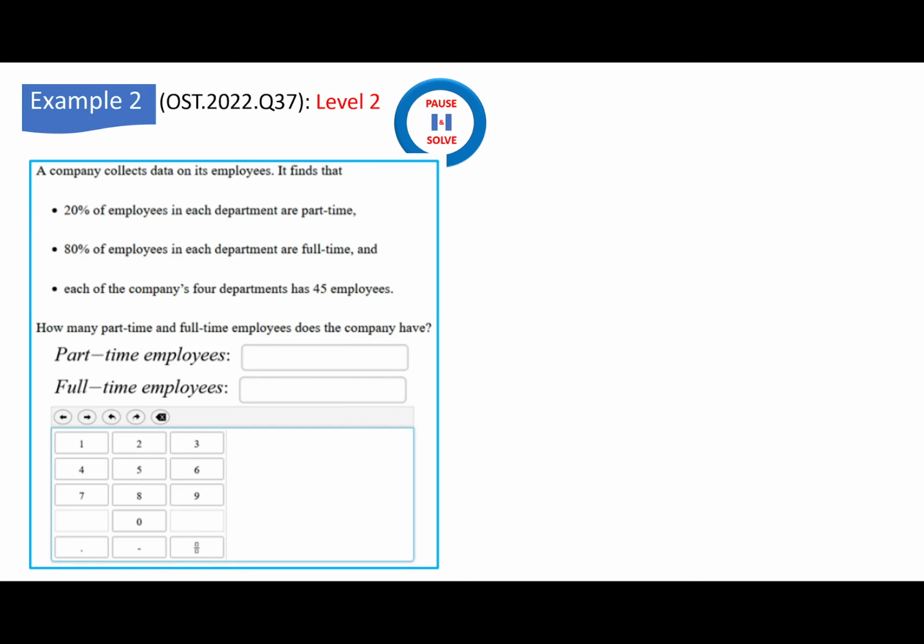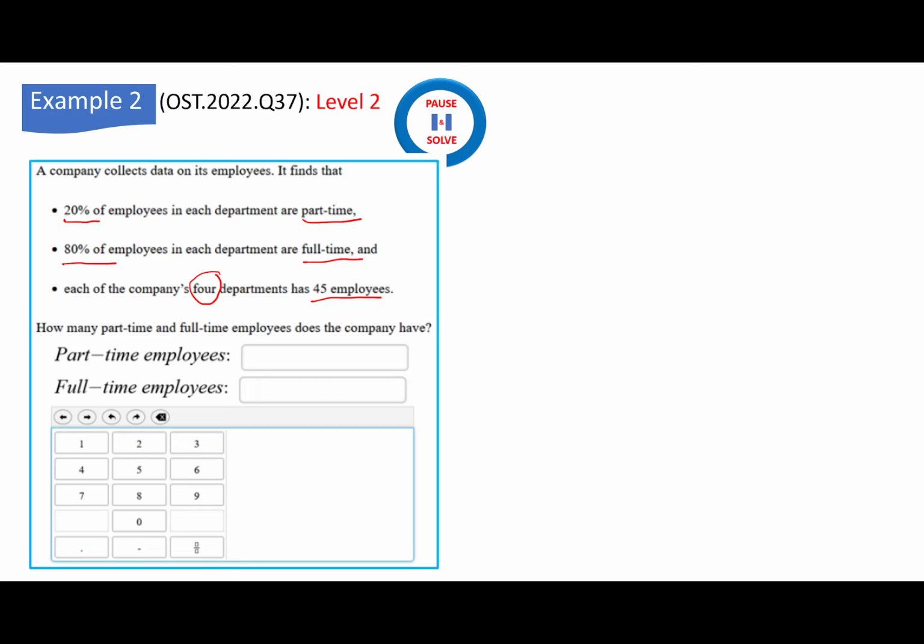Example 2. A company collects data on its employees. It finds that 20% of employees in each department are part-time, 20% part-time, 80% full-time. Each of the company's four departments has 45 employees. How many part-time and full-time employees does the company have?